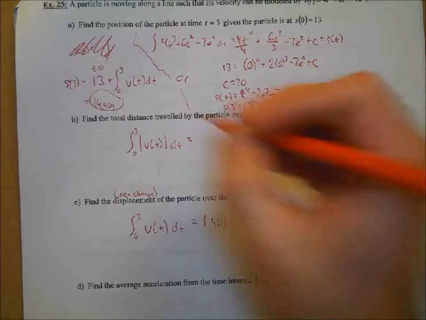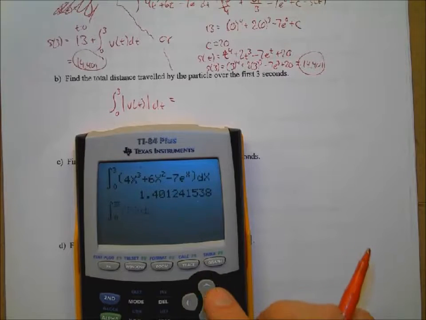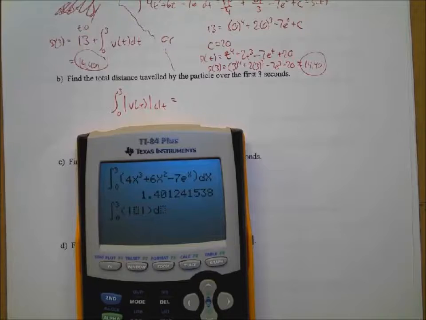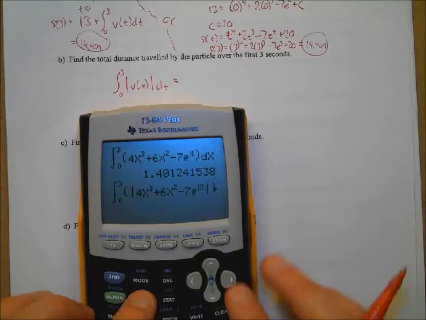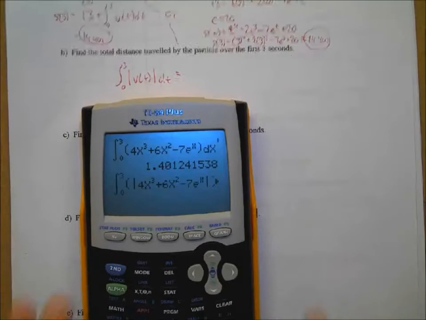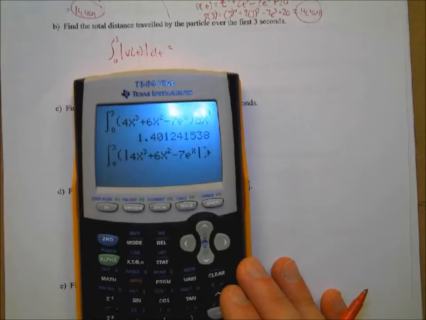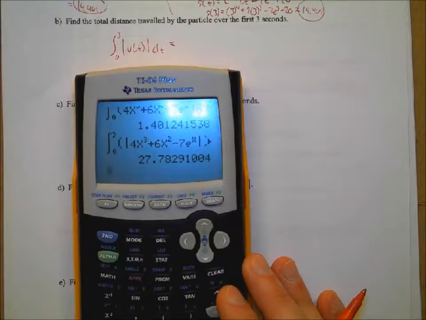Okay, this is something that requires, of course, a calculator. Okay, so Math 9, 0 to 3, and then, of course, Math Num ABS, right, and then we'll type in our function there, 4x to the third, 6x squared minus 7e to the x dx. Okay, and we end up with 27.783, we'll say.